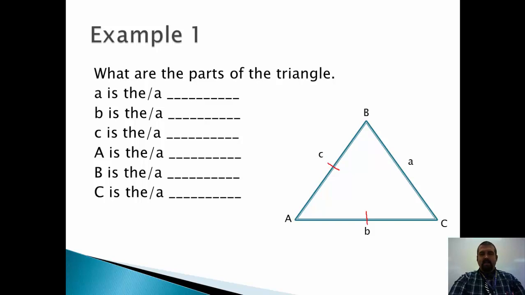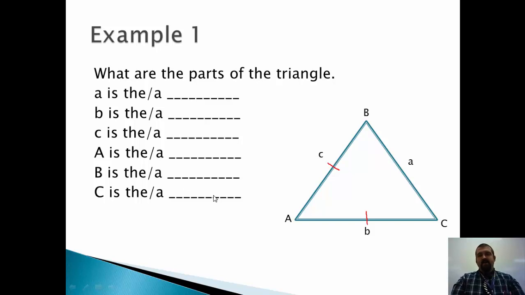Alright, you should have gotten lowercase a to be the base. So a is the base. b ends up being a leg, so b is a leg. c is a leg. Capital A here is an angle, and seeing it's across from the base, I'm going to say it's the vertex. A is the vertex. Capital B over here is across from the leg. It's also adjacent to the base, so it's going to be a base angle. B is a base angle. And last but not least, C here, because it's adjacent to the base, C is a base angle.